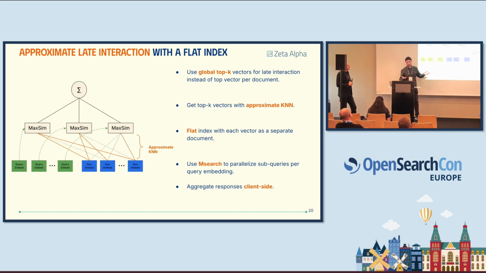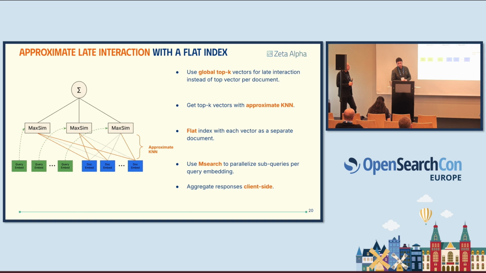So that would be too many computations. A way to approximate that would be, since this is a flat index, to get the global top K vectors, which would be nested vectors, not the document-level ones, and then use those for the max similarity comparison. So you don't actually see all of the document vectors, but you only see the top vectors globally. And then you use approximate KNN to get those.